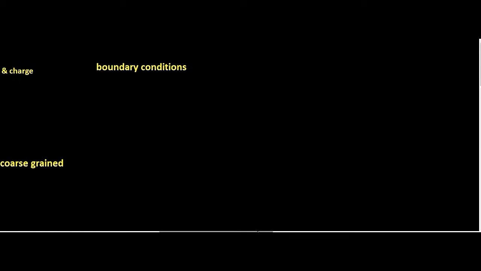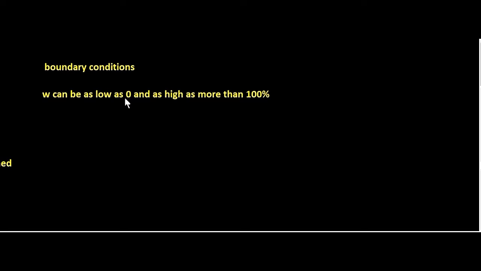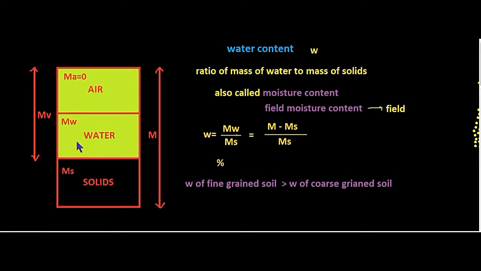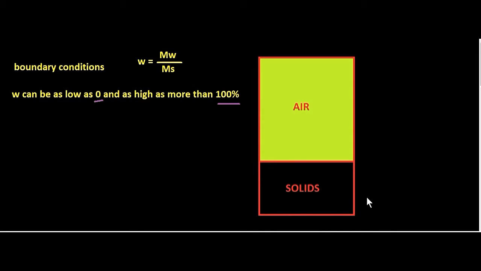Now, moving on to the boundary conditions. Water content can be as low as 0 and as high as more than 100%. That means the least value can be 0 and the maximum value can be 100 or more than 100. If the water content is said to be 0 for a soil, that means the numerator, that is the mass of water, should be 0, which means the voids are here. The mass of water should be 0, which means all the voids, that is the green colored part, are filled with air only. And in that case, the three-phase system becomes the two-phase system, in which all the voids are filled with air only. And this type of soil, we call it dry soil.